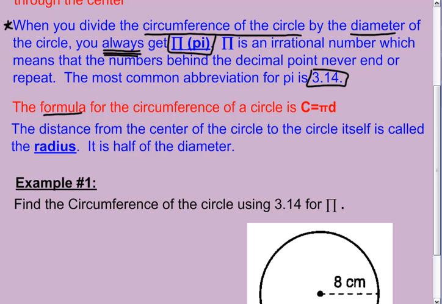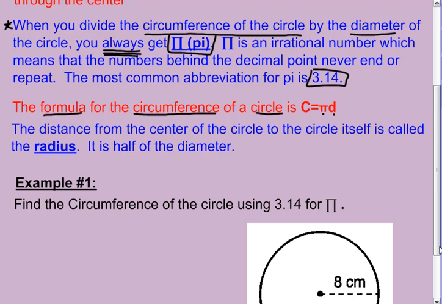The formula for the circumference of a circle is pi times the diameter. If you multiply pi times the diameter, you're going to get the circumference. And doesn't that make sense? Because if we divide the circumference by the diameter, we get pi. So if we multiply them back, we get the circumference.